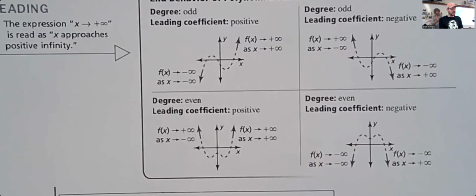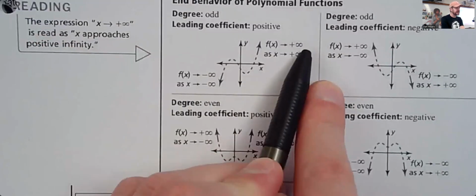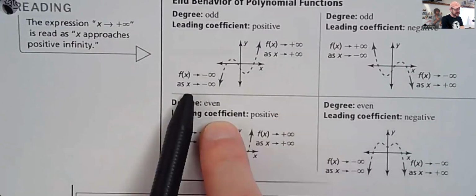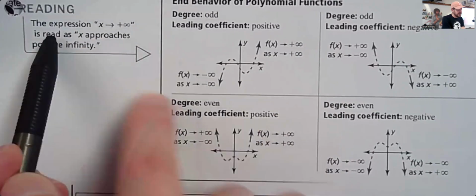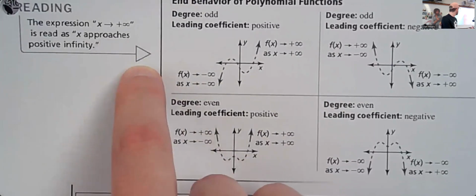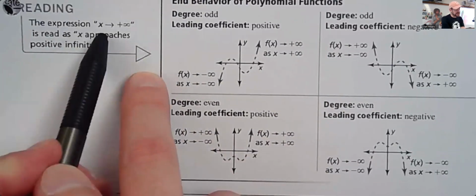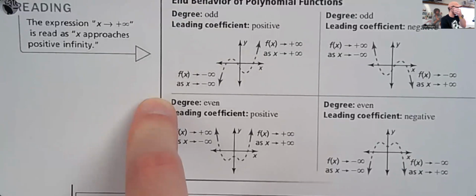All right. So over to the left right here, when you see f of x arrow to the right plus infinity, or x arrow to the right negative infinity, what this is saying is that the expression x with the arrow to the right plus infinity means as x approaches positive infinity. So that means on the graph, as x goes to the right, as x approaches positive infinity, because that's positive infinity on the x-axis.